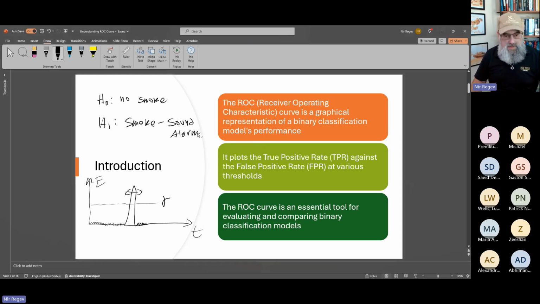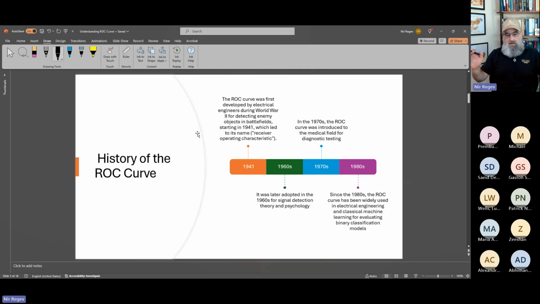Okay, next. Some history of the ROC curve. In 1941, in World War II, the ROC curve was invented by electrical engineers for detecting enemy objects in battlefields, which leads to its name, receiver operating characteristics, because the radars had receivers, and that's why they call it like that. Nowadays, the ROC curve was borrowed from there to be available for machine learning, data science, medical devices, and so on and so forth.